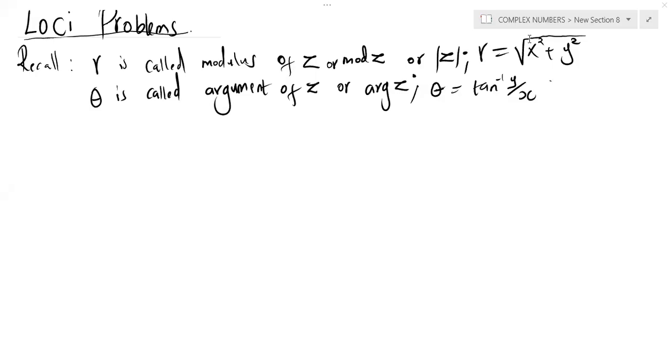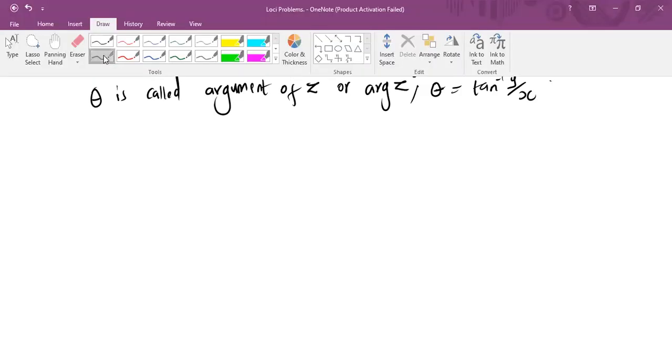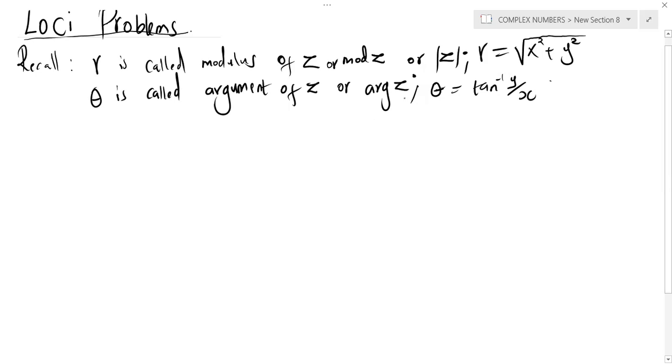Hello guys, so I would like us to look at loci problems. Now, a locus of a point is basically a set of points that satisfy given conditions. If you recall from conversion of complex numbers to polar form, r is called the modulus of z, or mod z, and is given by the square root of x squared plus y squared. And theta is called the argument of z, or arg z, and is given by theta equals tan inverse of y over x.